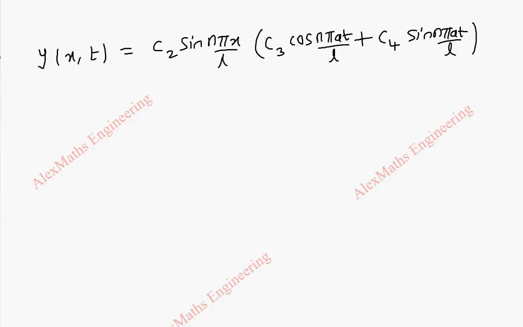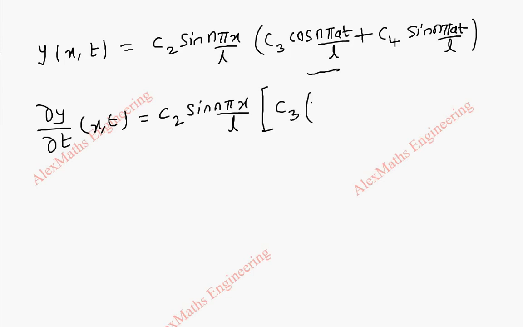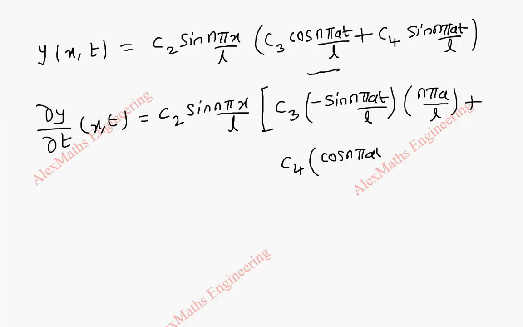Now we are going to use the third condition. For that we need its derivative. So we are going to find dou y by dou t, and since we differentiate partially with respect to t, x is treated as a constant. So the first term is written as it is. Now the derivative of this: c3 into minus sin n pi at by l and into n pi a by l. Again c4 into cos n pi at by l into n pi a by l. So we found its derivative.